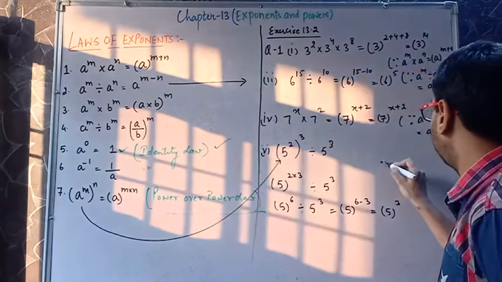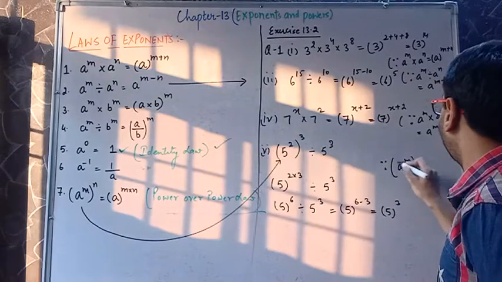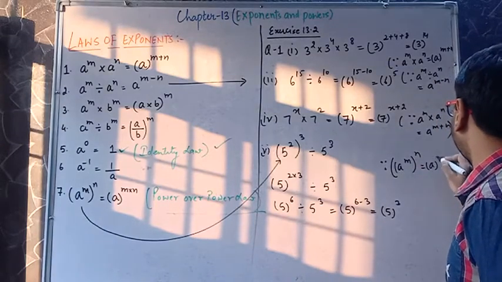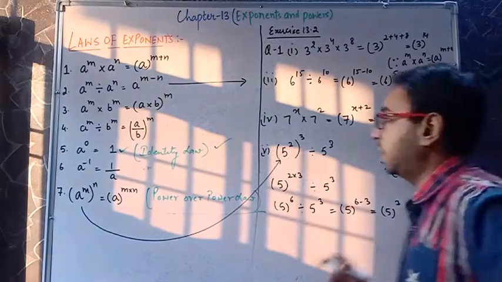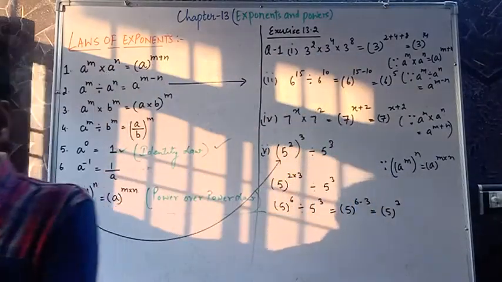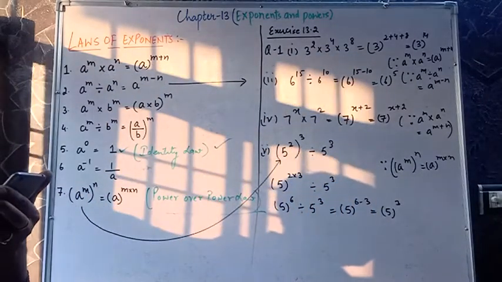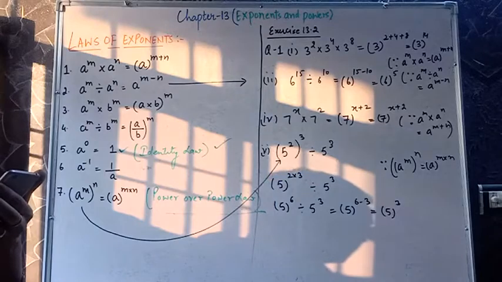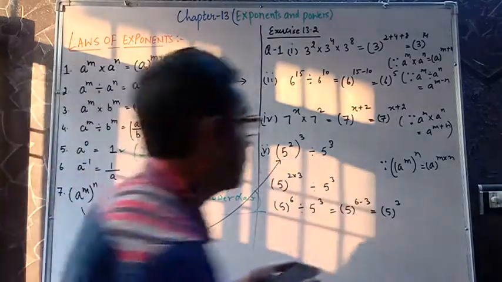So you will be mentioning, because a raised to power m whole raised to power n is nothing but a raised to power m into n. Are we clear? Will you be able to do the other parts? Other parts are very easy. We can apply easily. Any other doubt?